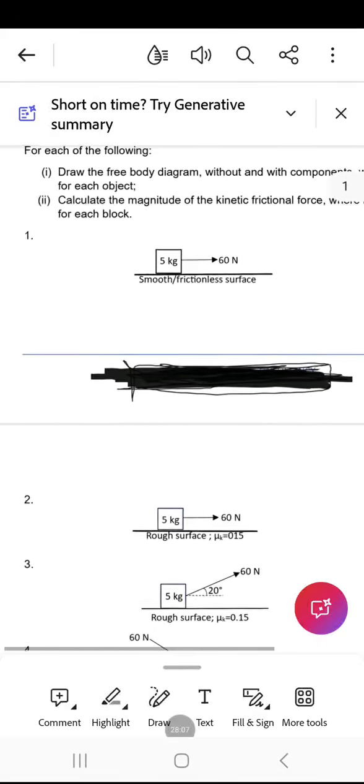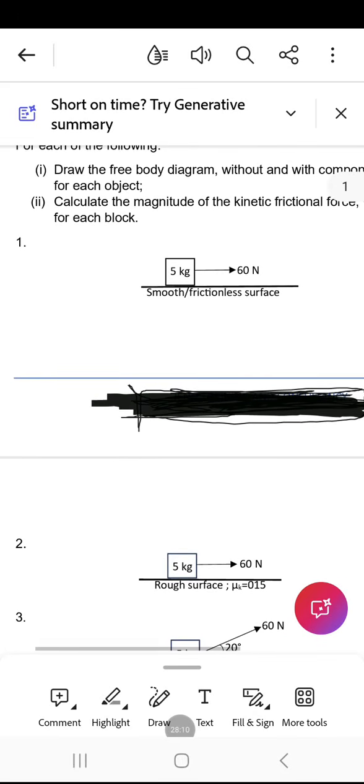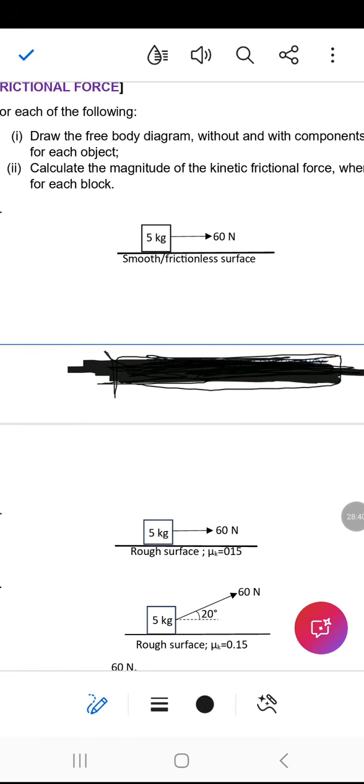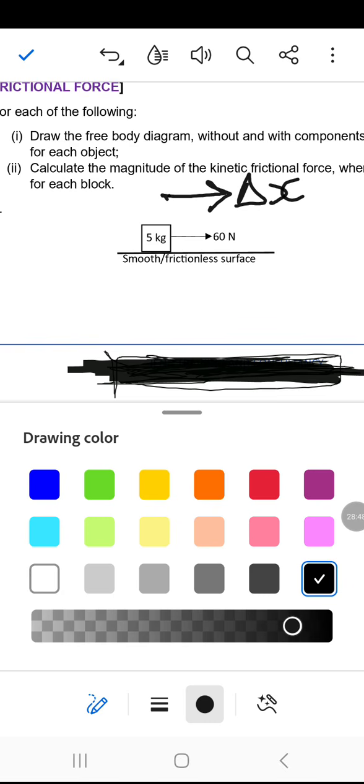This first scenario here is a 5 kg block. Remember, there's a force applied acting to the right. It's 60 newtons. And check your surface. Your surface says what? It's smooth, or a frictionless surface, which means there's no friction acting on this object. So we can say our friction here is 0. Let's assume that the direction of motion is also to the right, so that it will make sense here.